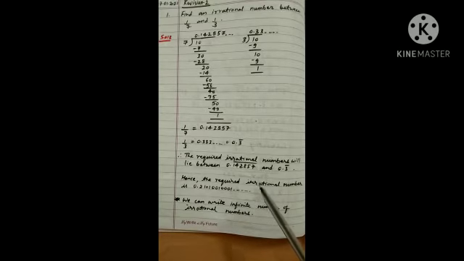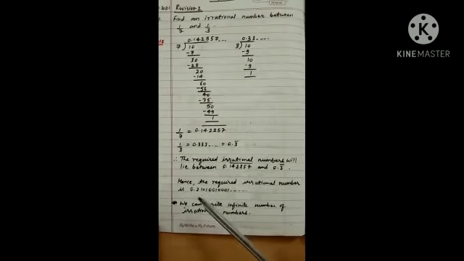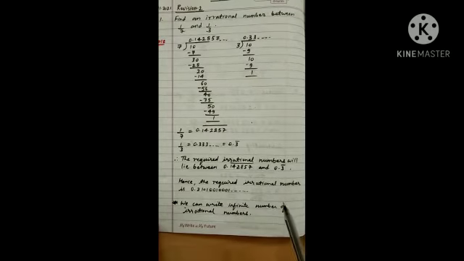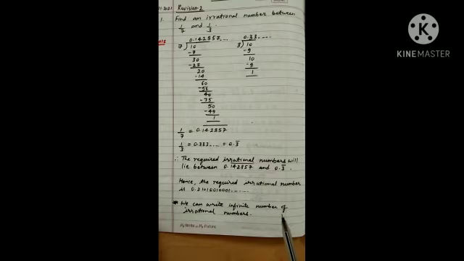Remember, we can write infinite irrational numbers between any two rational numbers. You can write 0.211 112 1112 11112, like this. Overall, the number should be a non-terminating, non-repeating decimal.